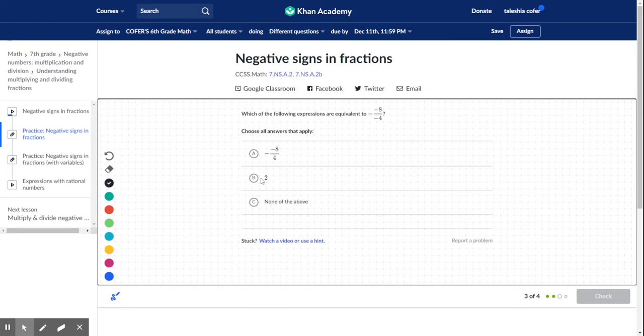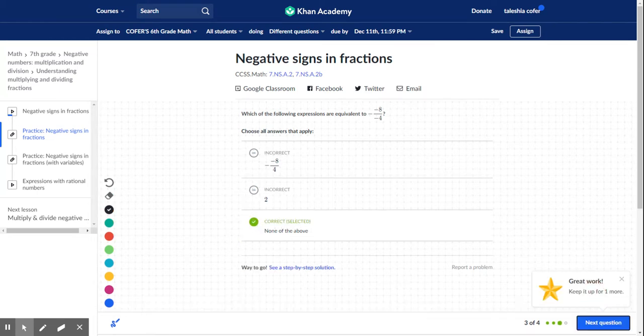On B, they just gave me the answer too. But I don't have an odd number of negative signs, so I'm not even going to try to figure out if this would work. For future reference, yes, 8 divided by 4 is 2, but it would have ended up being a negative 2, so that's why this one wouldn't work either. So this one, C, none of the above.